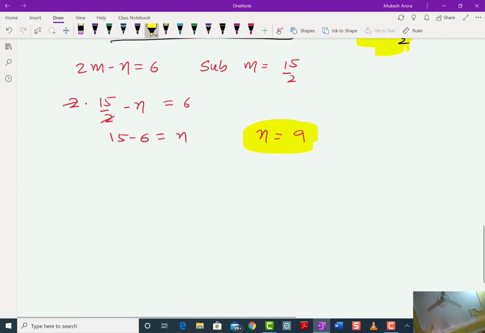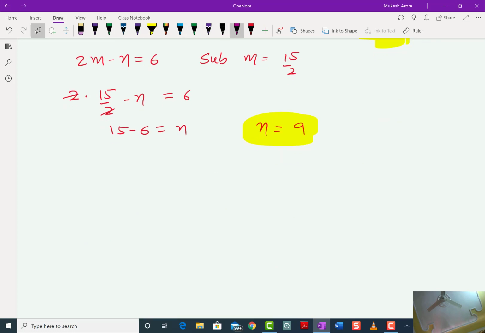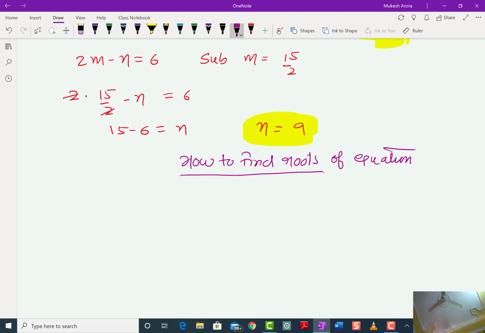Now the third part in this is how to solve a quadratic equation, or how to find the roots. Roots means value. How to find the roots of an equation. Today it's very simple: x squared minus 3x minus 10 is equal to 0. Find roots. Find roots means find the value of x.